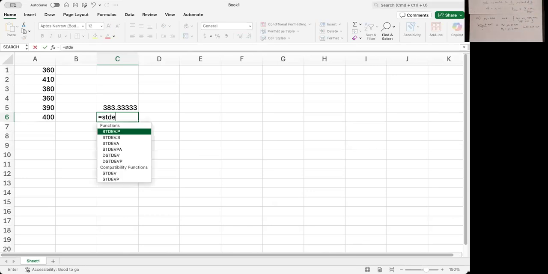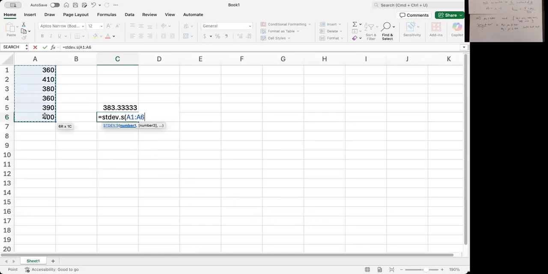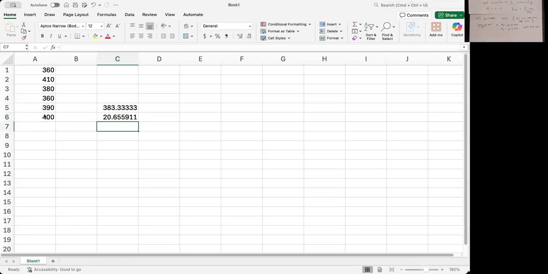Now, if I'm going to do a standard deviation, which of those two standard deviations am I going to do? DEV.P or DEV.S? Exactly. I'm going to do the sample one. DEV.S, parenthesis. Same numbers, 20.66.